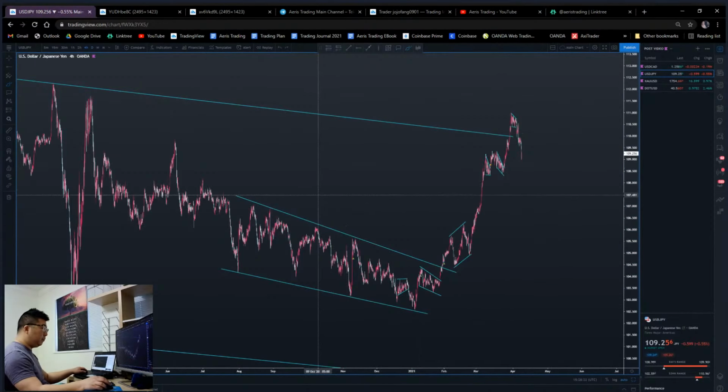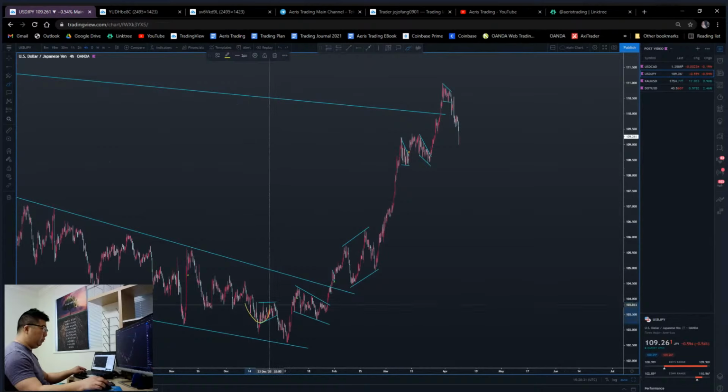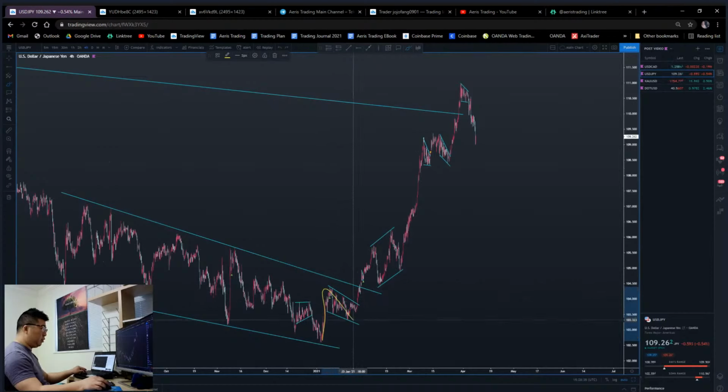We go to the lower time frame. Lower time frame, what do we have here? We have a descending channel. We know descending channel is a reversal. And within the descending channel, there's an inverse head and shoulder pattern, right? So this is an impulse. This is a correction. We push up.